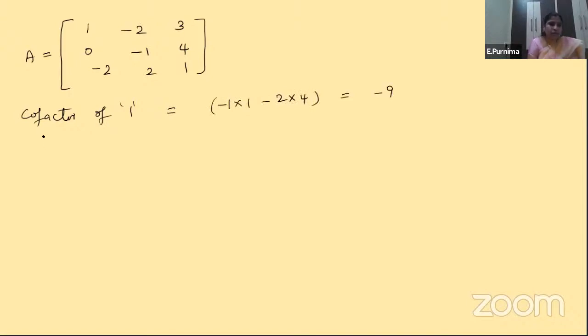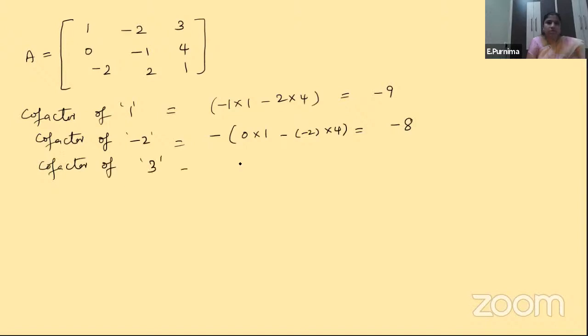Okay. Next one is the cofactor of minus 2. For the second element, the sign is minus, children. So eliminating the row and the column, 0 into 1 minus minus 2 into 4, which is equal to minus of minus into minus is plus, 4 to the 8. So it is minus 8. Okay. Next one is the cofactor of 3. Eliminating the row and column, it is again a plus sign, children: 0 into 2 minus minus 2 into minus 1.